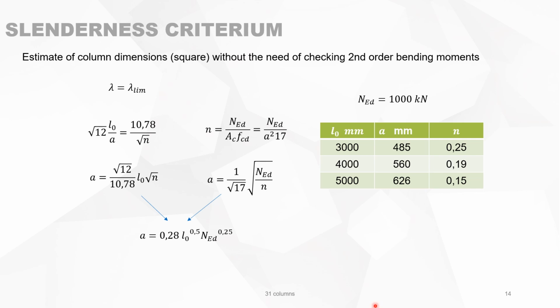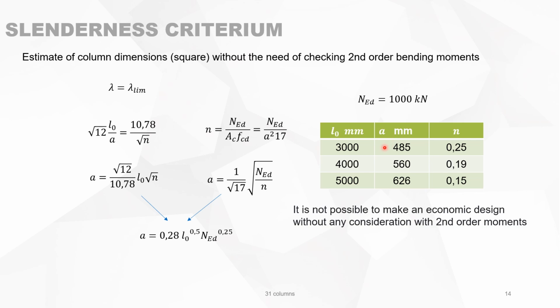Immediately you can see from the table this is not very economical. We will not do that. When you have only 3 meters as a length between two levels of a building, you will not make columns with this size. This is too big. So you have to take into account slenderness.